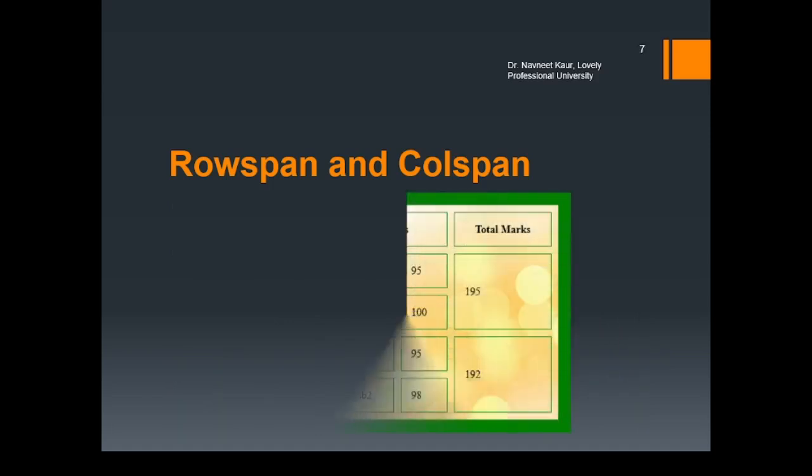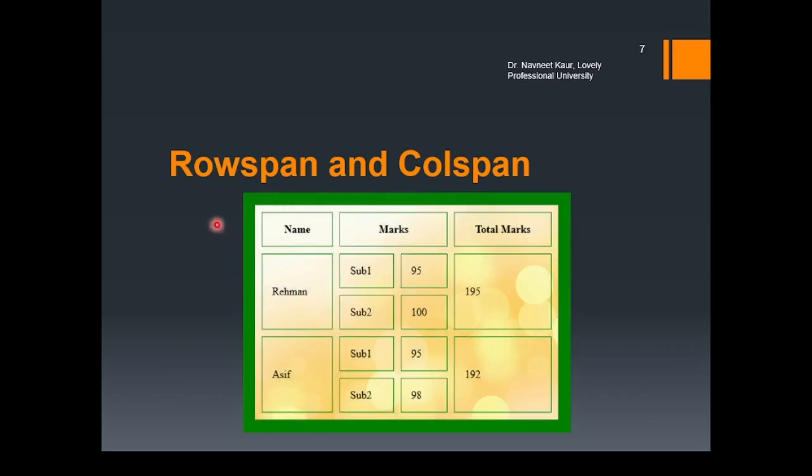Let's now consider a detailed example. In this example, the first row consists of 3 columns, but this cell is spanning over 2 columns. We will write colspan equals to 2. When you create the second row, this cell is spanning over 2 rows, so we will write rowspan equals to 2. While the last cell is also spanning over 2 rows, we will write rowspan equals to 2. This cell and this cell will remain as such.